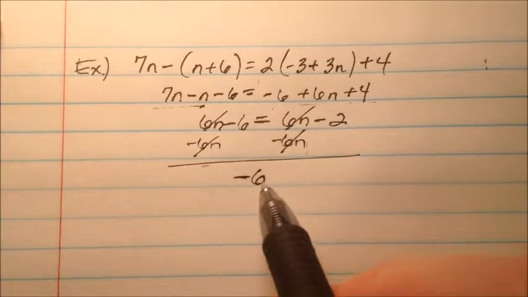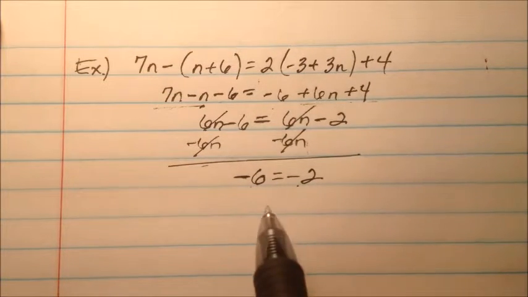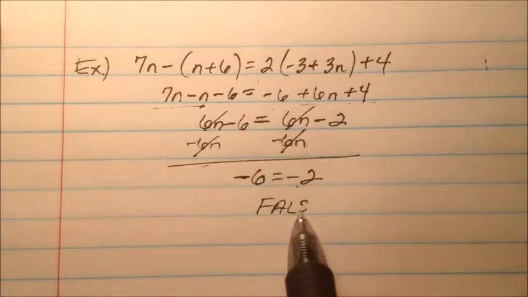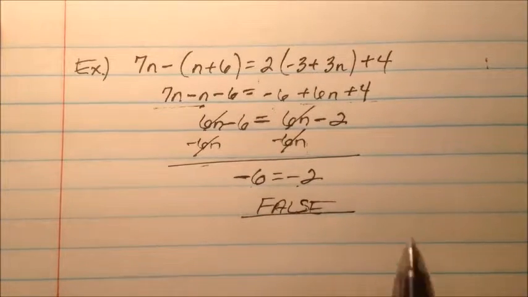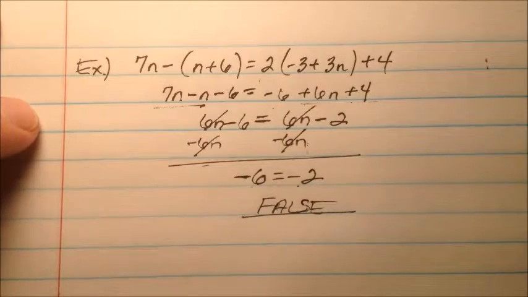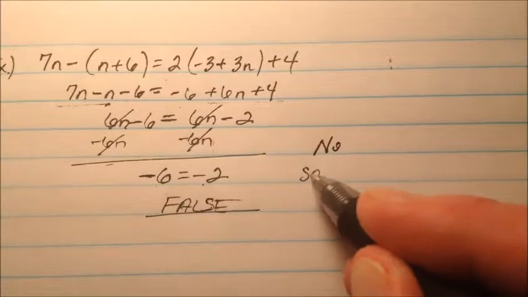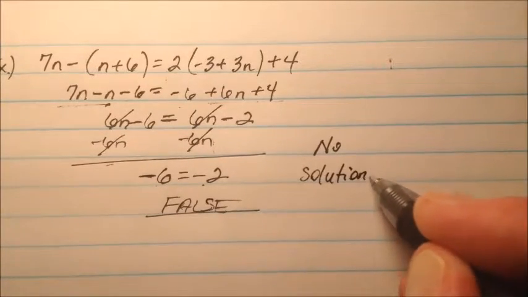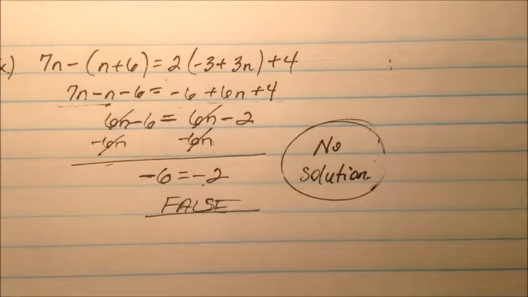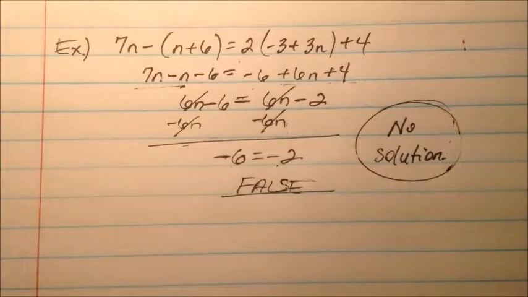We're left with negative 6 equals negative 2, which is the same thing that happened in the last example, except we were left with a true statement. In this case, we're left with a false statement. All the variables canceled out, and we are left with a false statement. So in this case, the answer is going to be no solution, because no matter what value we put in for the variable, all the variables cancel out anyway, and we're left with a false statement.